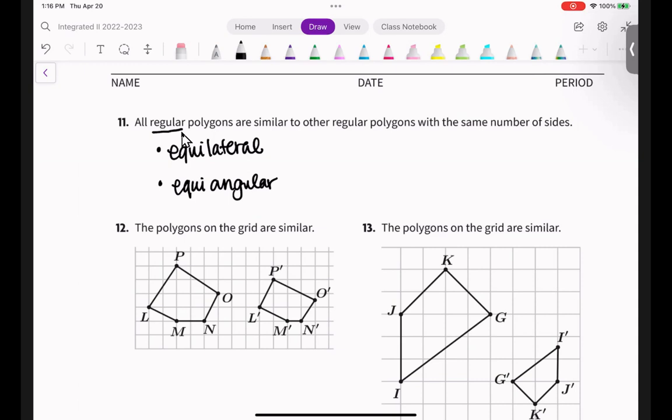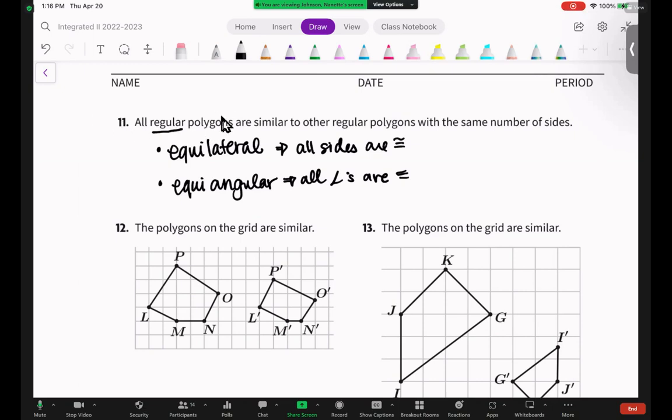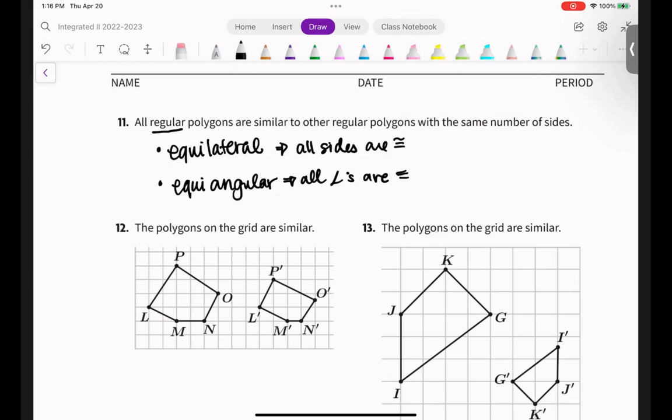So this means all sides are congruent. This means all angles are congruent. Does that make sense? So polygons just means many sides. A quadrilateral, a 4-sided figure, 5-sided figure, 6-sided figure, hexagons, pentagons, like that, are similar to other regular polygons with the same number of sides. So you guys are going to work on that as a group, and you're coming right back to me. Got it? Ready? Go.